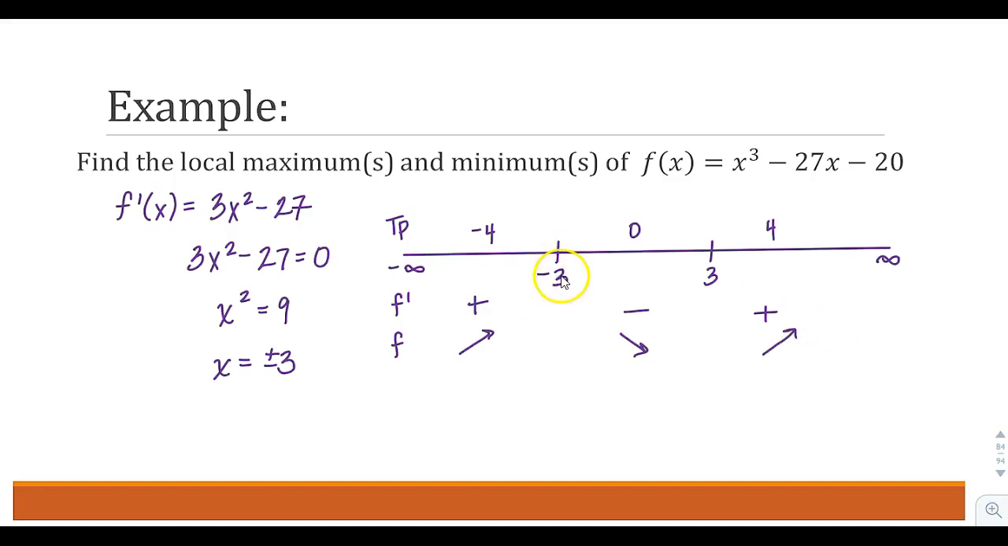So at the critical value negative 3, by the first derivative test, a change from increasing to decreasing will give me a local maximum. So I have a local max at f of negative 3, which is equal to 34. We want to include the y value, so we would plug negative 3 into the original function f of x. And at positive 3, f is changing from decreasing to increasing. So I have a local min at f of 3 equals negative 74.